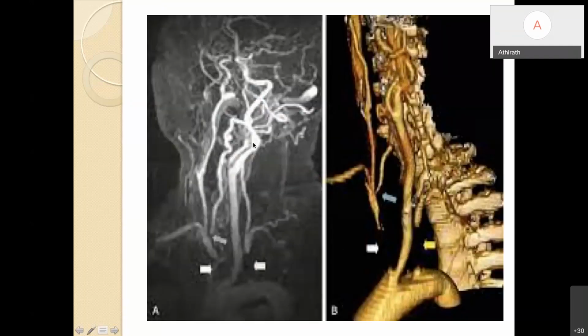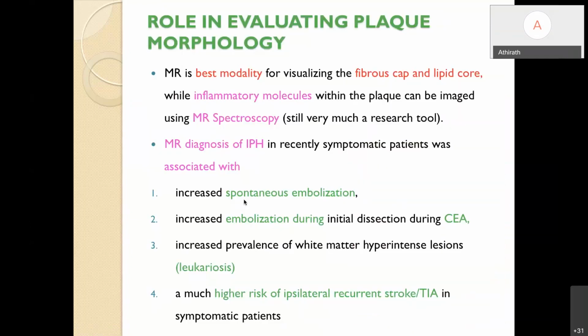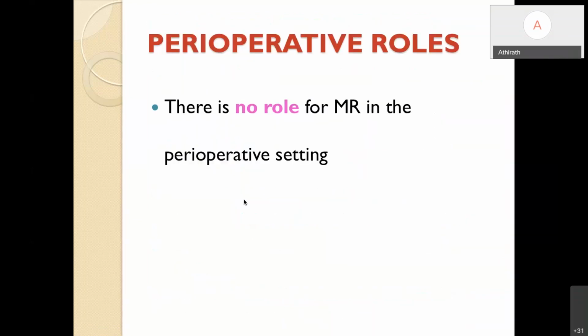Now, this is what I tried to tell you. This is a CT image where you can actually see the relation to the bony anatomical landmarks, whereas in the MRI, there will be numerous vessels which can be seen. Therefore, the interpretation of the imaging will be very difficult. This I have covered in the previous class about plaque morphology. That is, MRI is better in knowing about fibrous cap and lipid core. It is also helpful in intraplaque hemorrhage. So I'm not going into the details of it.